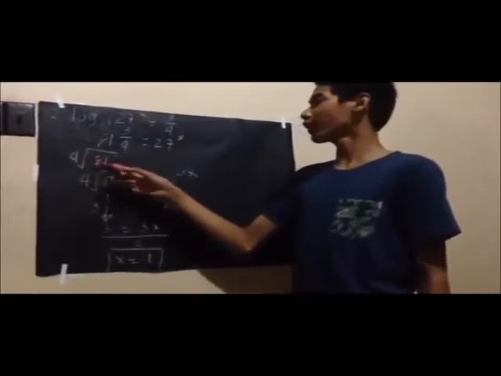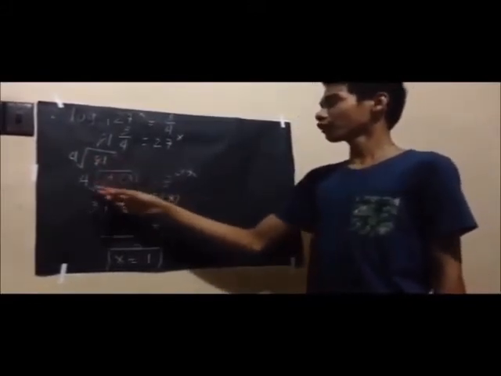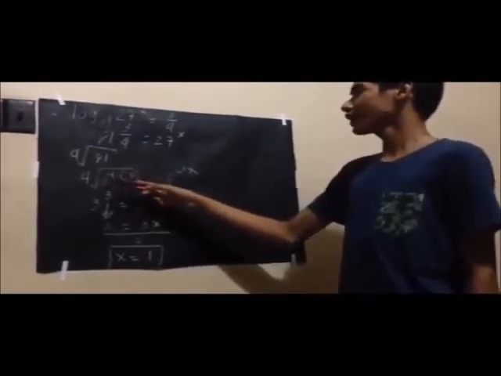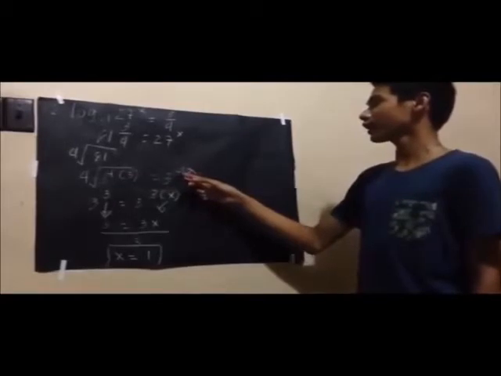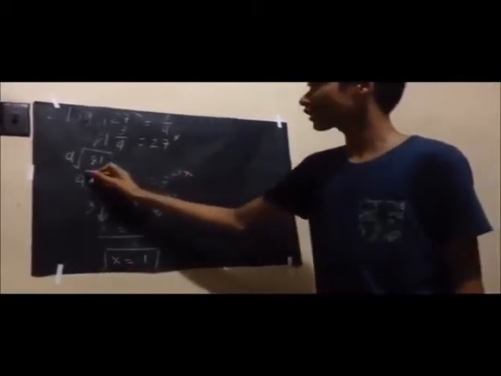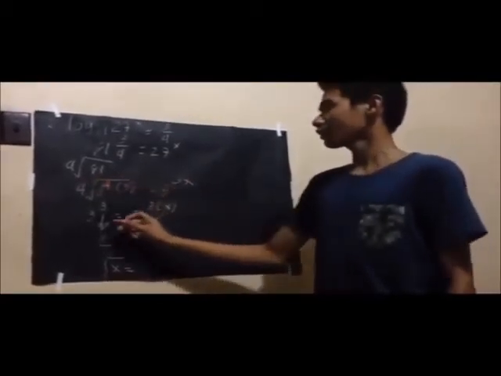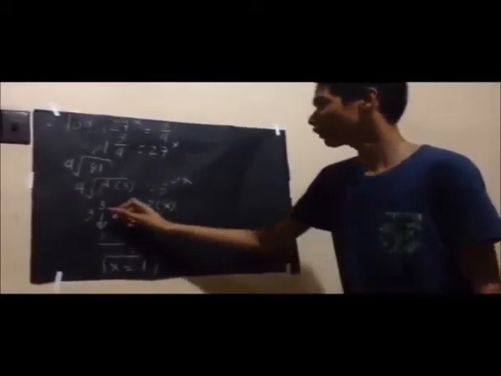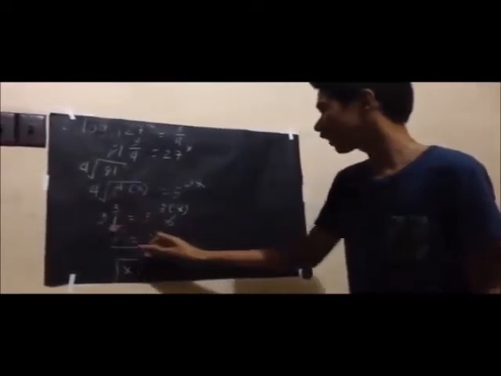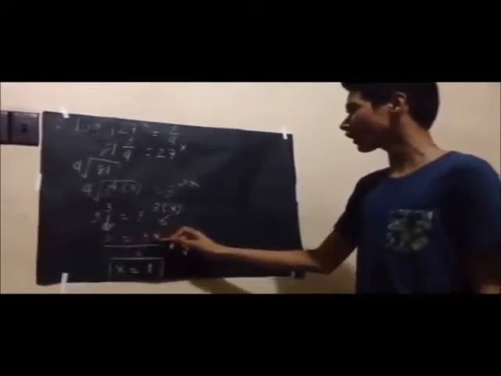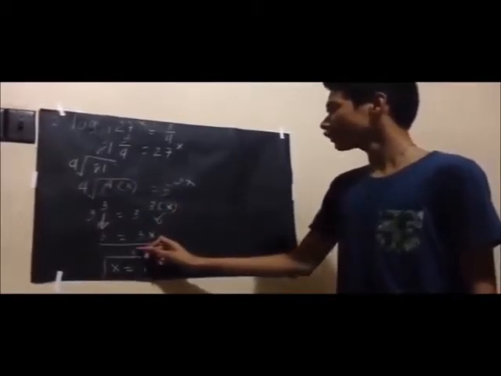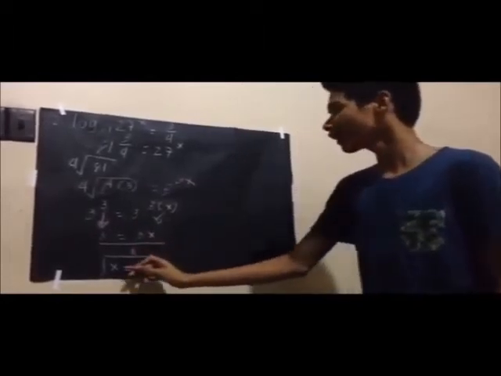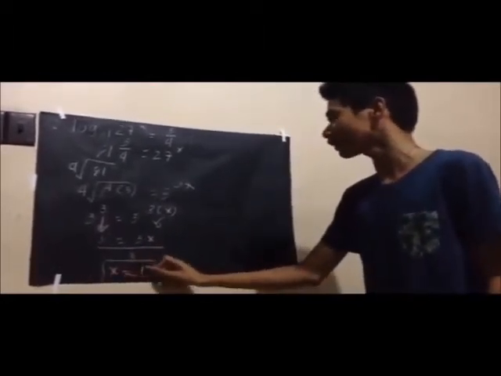Fourth root of 81 cubed. Then, fourth root of 3 raised to 4 times 3 equals 3 raised to 3x. So, cancel this. Then, 3 raised to 3 is equal to 3 raised to 3x. So, bring down the 3. Then, 3 is equal to 3x. So, you have 3 there because of cancellation. So, the final answer is x is equal to 1.